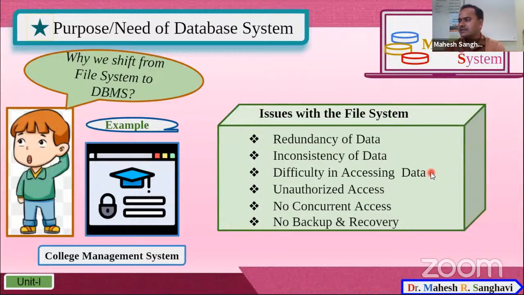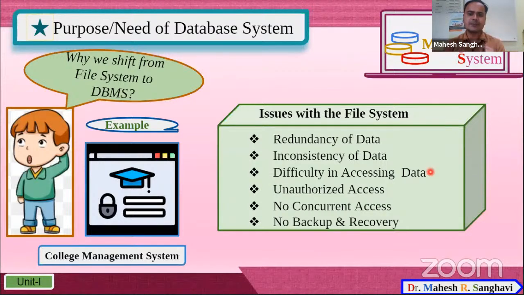The next part is difficulty in accessing data. Now suppose your data is scattered across different files. Suppose you have taken admission, and your admission data is in one file. Then you have paid your fees, and that information is available in another file, your attendance is in another file, your results are in another file, and your creation is available in another file.